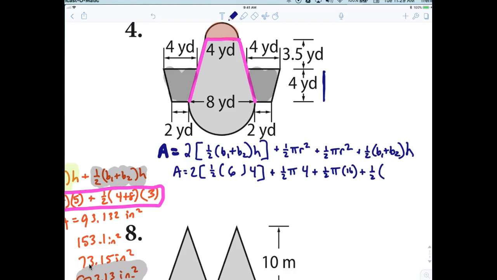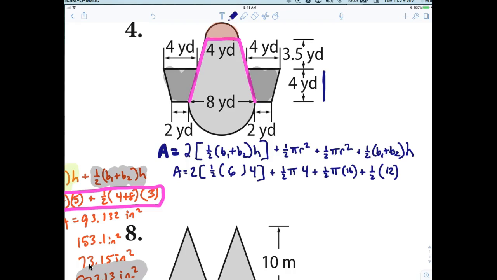Plus 1/2. Now, what are the two bases of the big trapezoid? What are the two bases of the big trapezoid? 8 and 4. Thank you. Perfect. And what's 8 plus 4? I'm happy. Now the hard part.